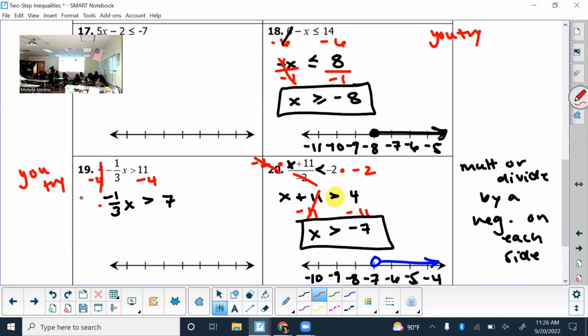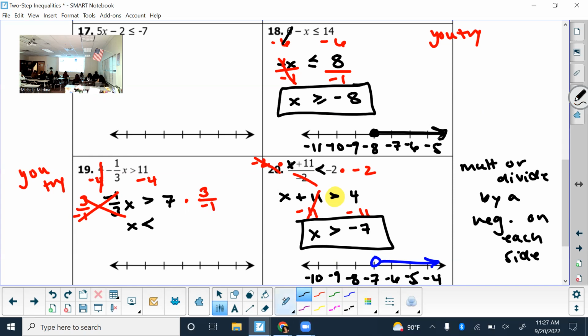Times by 3. Good. So multiplying by the reciprocal can cancel out any fraction. That's something we covered in the equations lesson. There is a long explanation that I could give you, but that cancels it out. So 3 times negative 1 is negative 3. Negative 1 times 3 is negative 3. So that cancels. Do I need to flip the sign for that?